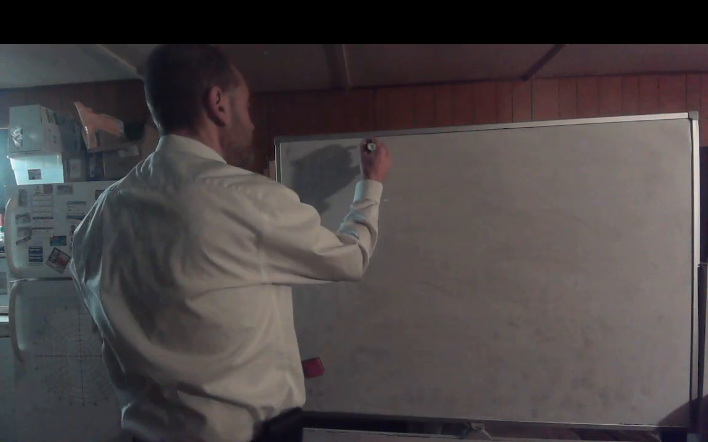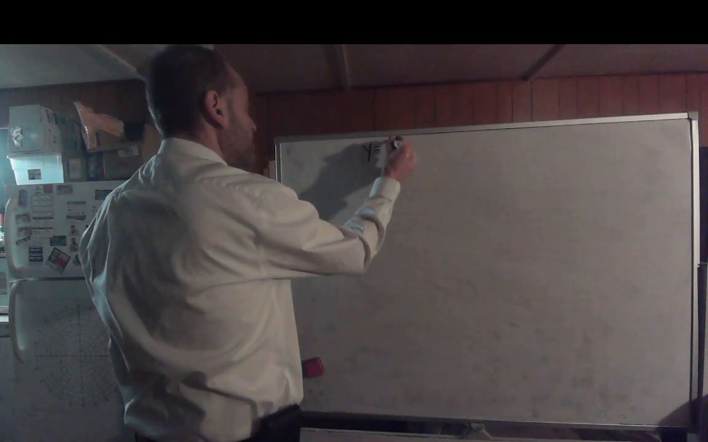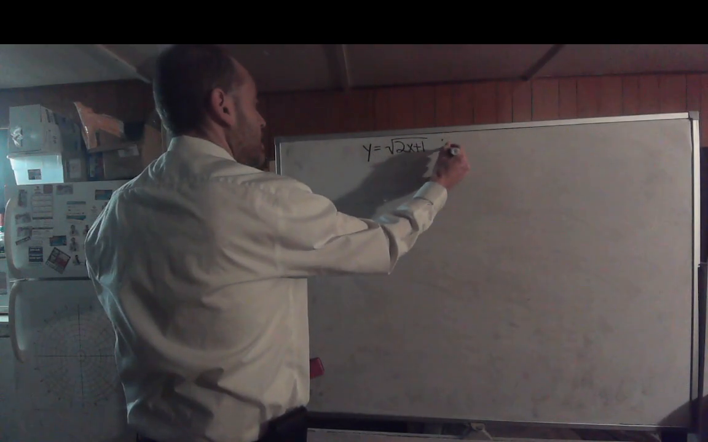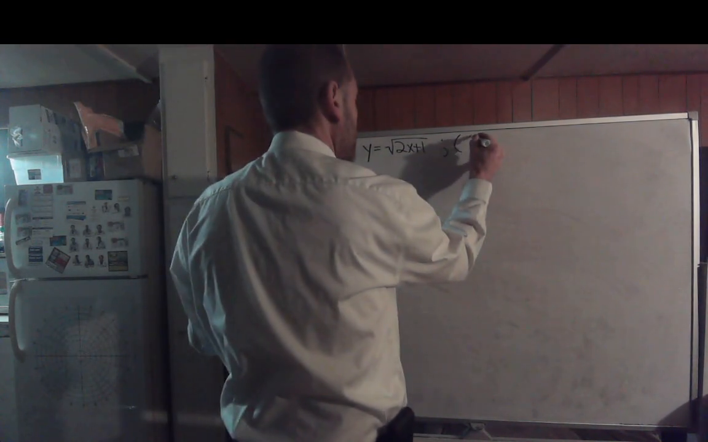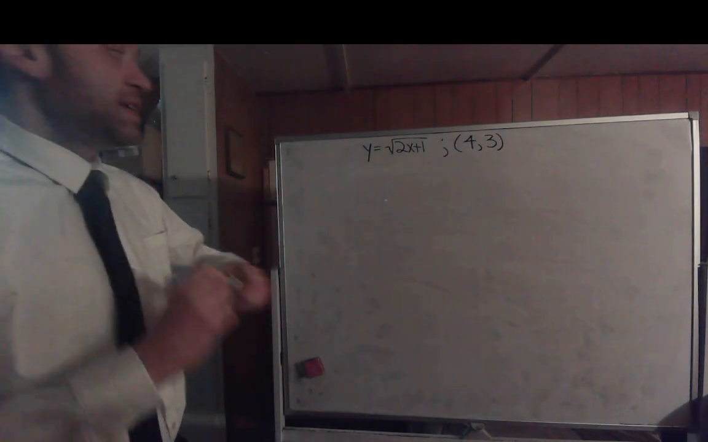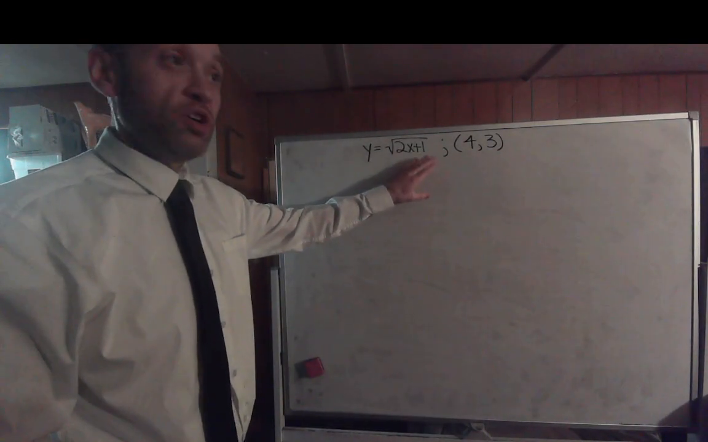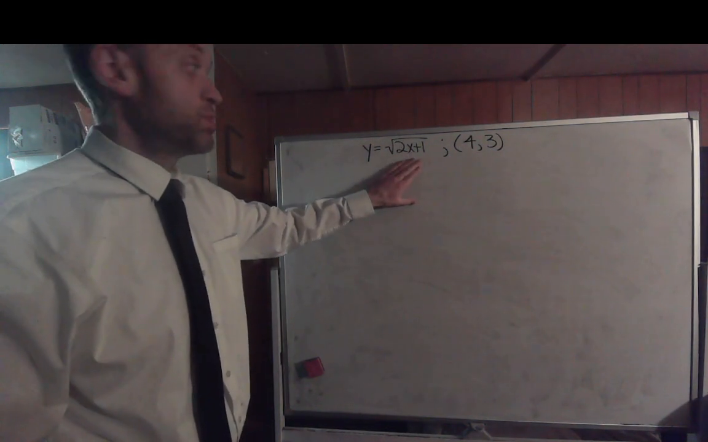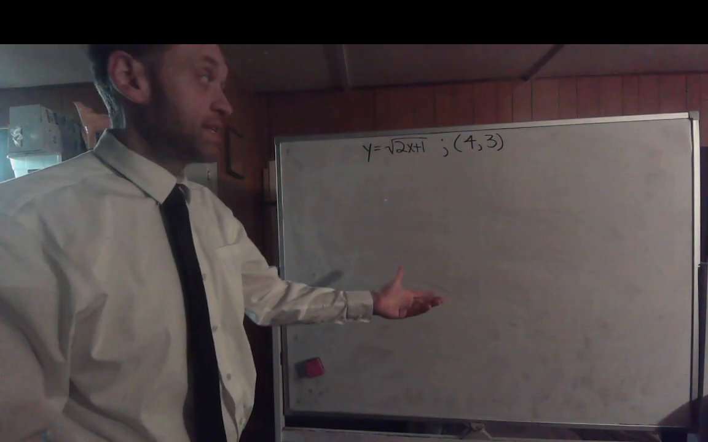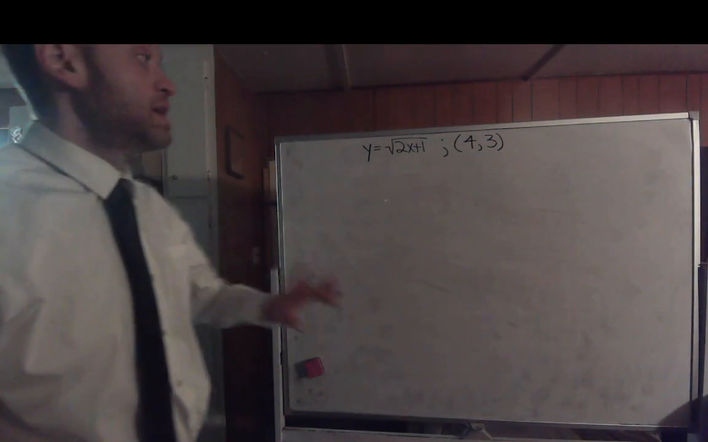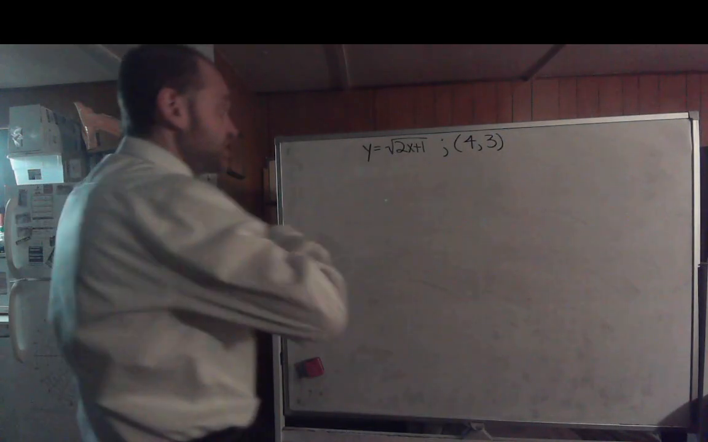Alright, so we have y equals the square root of 2x plus 1 at what point? (4, 3). So we want to find the instantaneous rate of change, or the slope of the tangent line, at the point (4, 3) for y equals the square root of 2x plus 1. Then once we find that slope, we need to find the equation of the tangent line to that curve at that point. So once again, what you want to do is set up your limit.